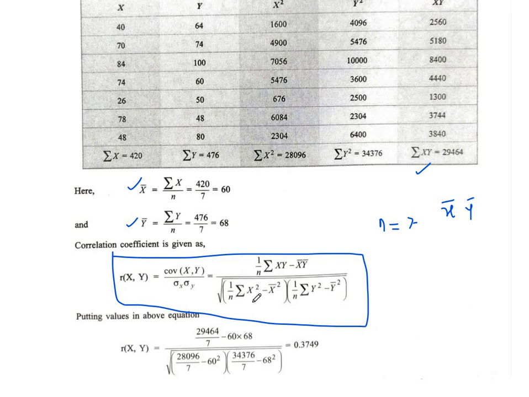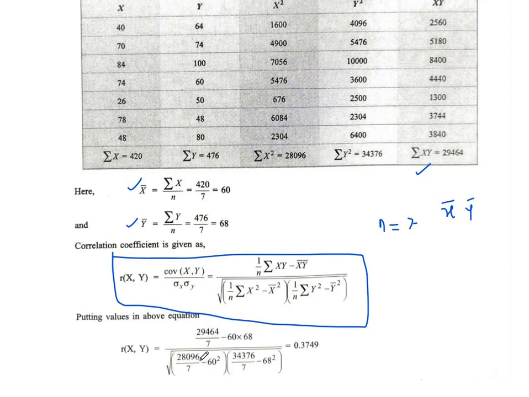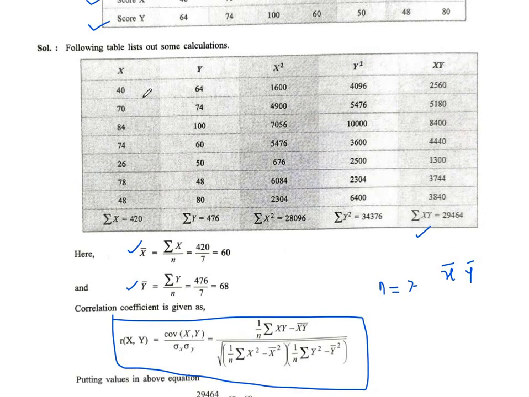Then at the bottom we have 1 upon n summation x square. So we have to take the square of x, and the summation x square comes out to be 28096. So here 28096 divided by n. Okay, summation x square. We have already taken the square of x, and then we have taken the summation.